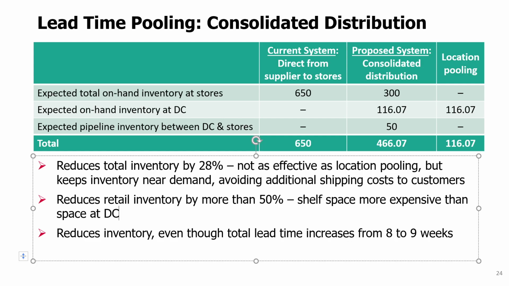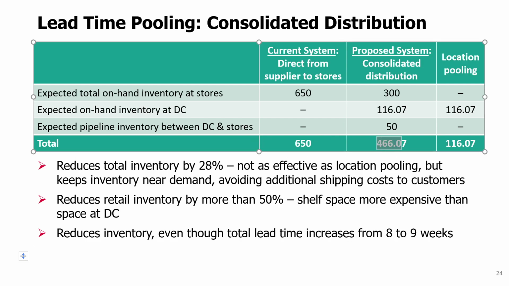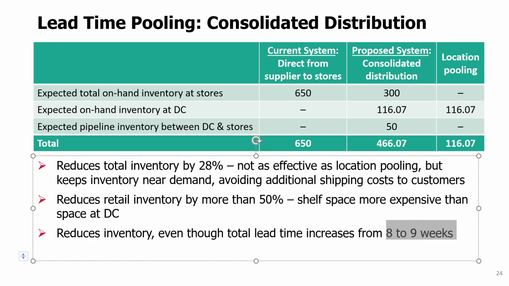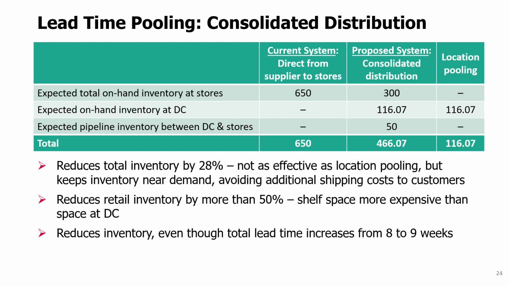The rental cost for the space in retail is much higher than the rental cost for some warehouses that can be far from most populated areas, right? And notice that the inventory reduction here exists despite the fact that we have an increase of the total lead time from 8 to 9 weeks. So lead time increases. Normally, the pipeline inventory increases, but despite that, we still have a reduction in the total inventory that we carry.